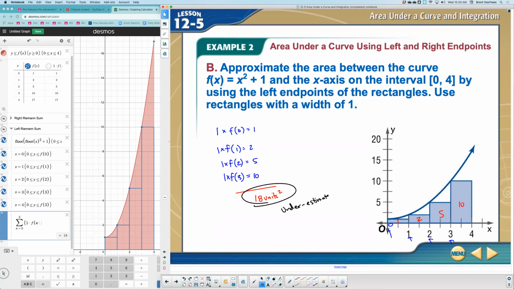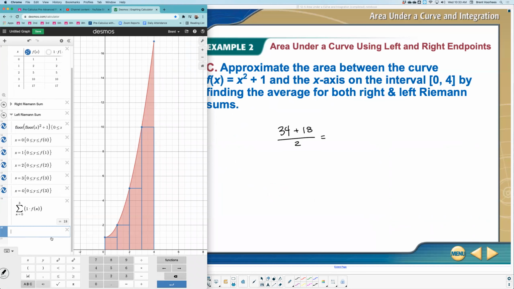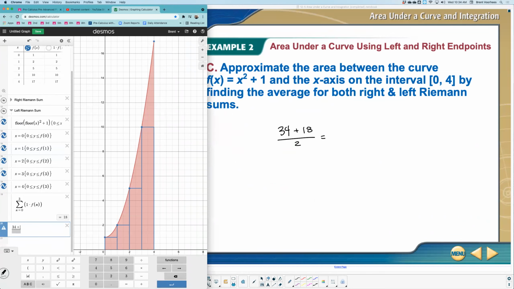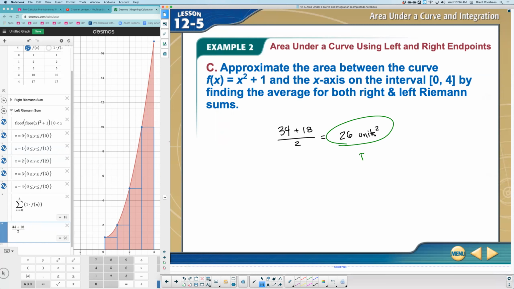It's too low. So more accurate would be to average the two together. If you take that 34 and you add it to 18 and divide by 2, we get the average. This would be the average area. Let's just type this in the calculator, make sure we don't make a simple error. 34 plus 18 divided by 2 is 26. 26 units squared. Now this would be a better estimate.